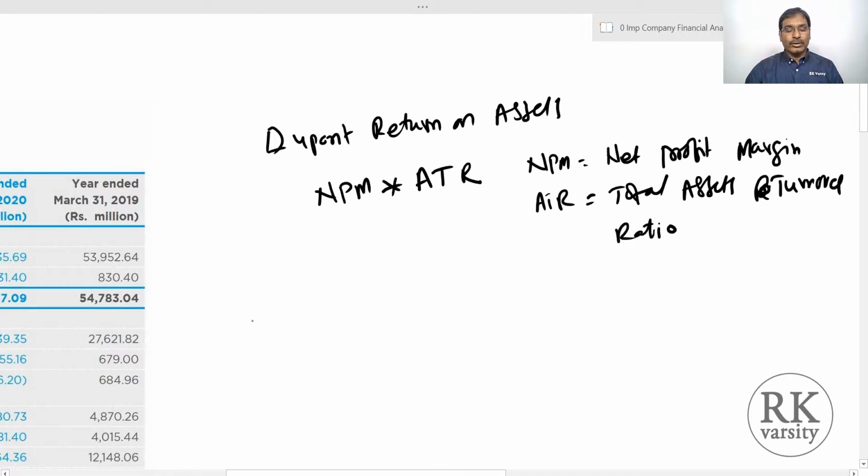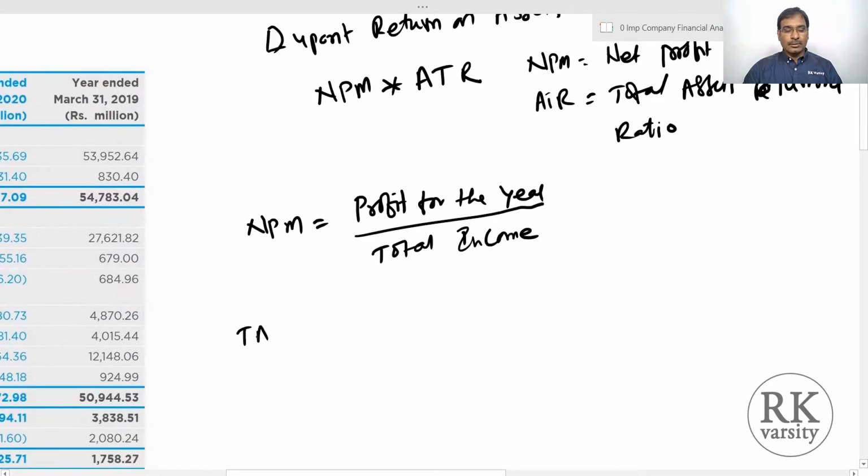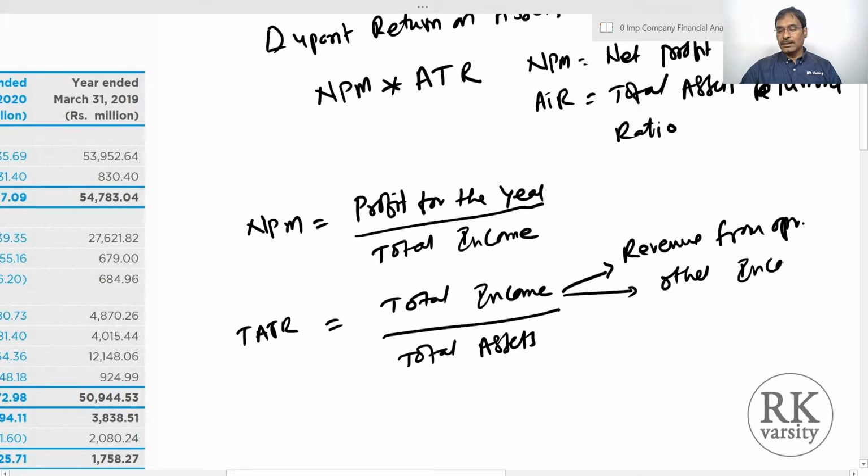Now how are we going to calculate the net profit margin? Net profit margin equals profit for the year upon total income, and total assets turnover ratio equals total income upon total assets. When you say total income, this includes revenue from operations as well as other income. On the other side, total assets include non-current assets and current assets.